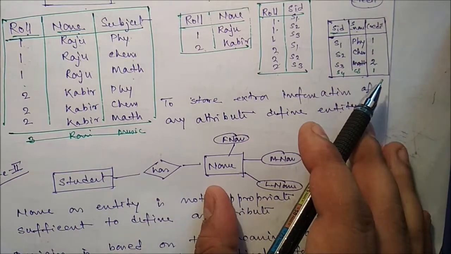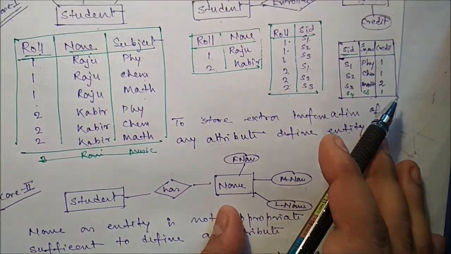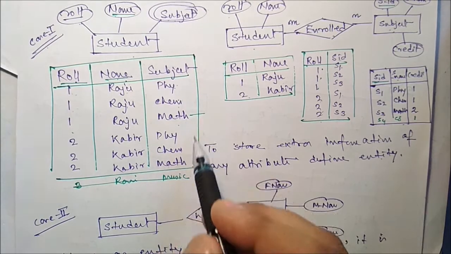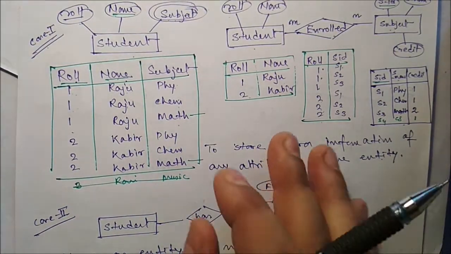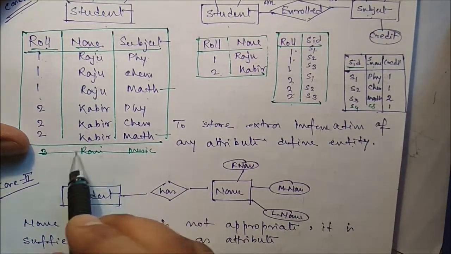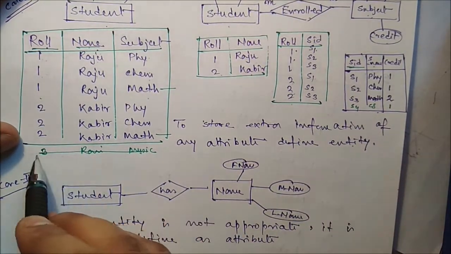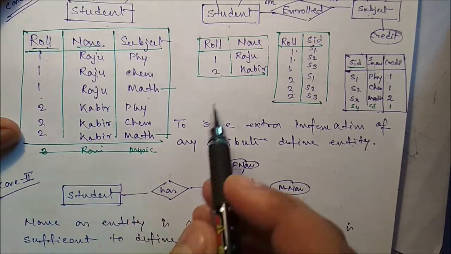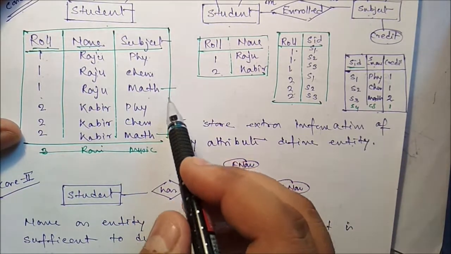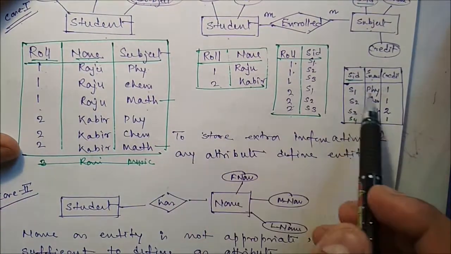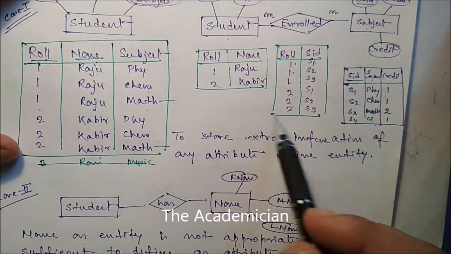Now suppose that instead of writing math, we want to change it to mathematics. So you have to change it in many places. These are called anomalies. Insertion anomaly is that we cannot insert a new subject. Deletion anomaly is that if you delete something, we remove the information of the subject. And update anomaly is that if you want to update, you have to update so many times. But if you break this table into 2 or 3 tables, we can easily manage things.